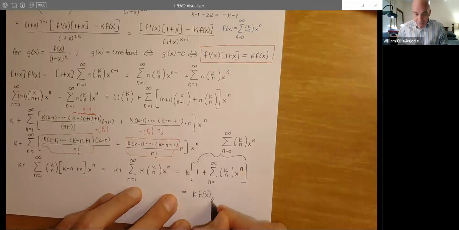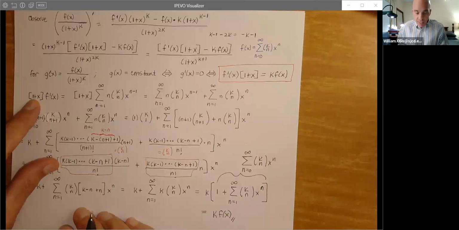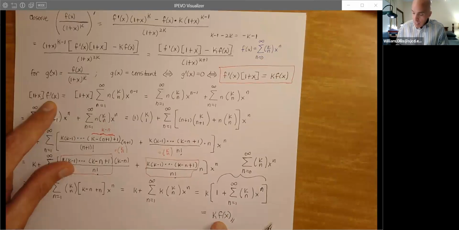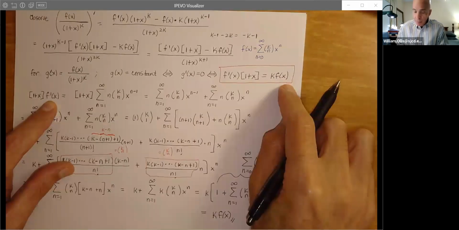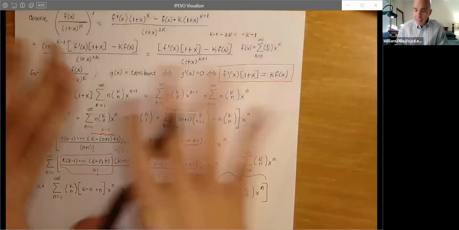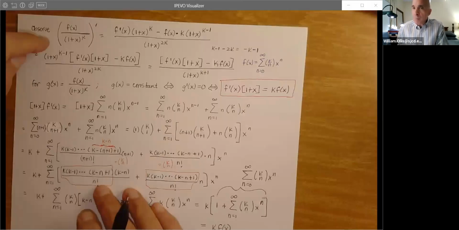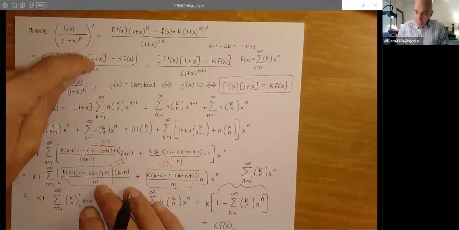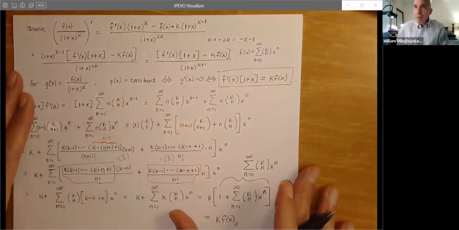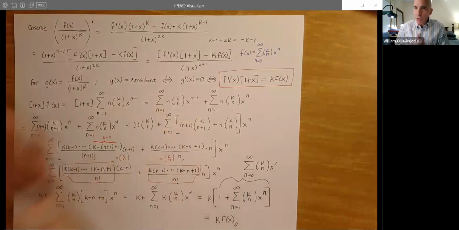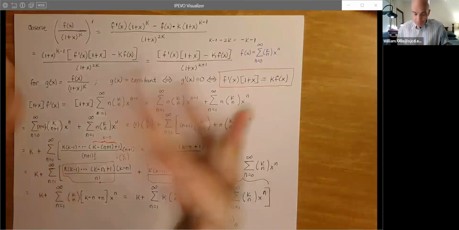So indeed, 1 plus x times f prime is k times f of x. That's what we wanted to show. That's the meat of the argument right there. That's the linchpin of the argument, which is based upon this. So if you think about this first, ladies and gentlemen, this part flows, and it makes the arguments quicker as opposed to dragging it out.